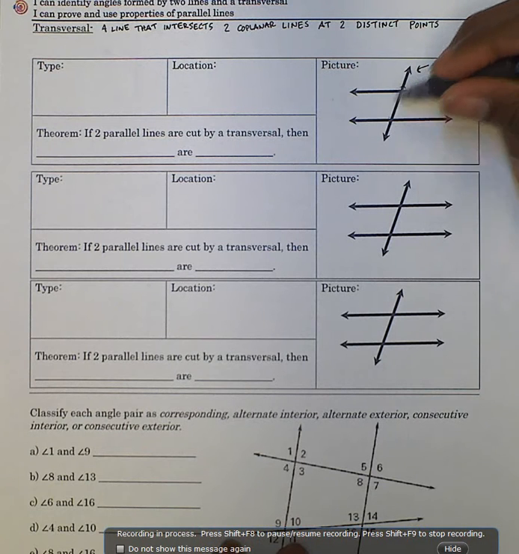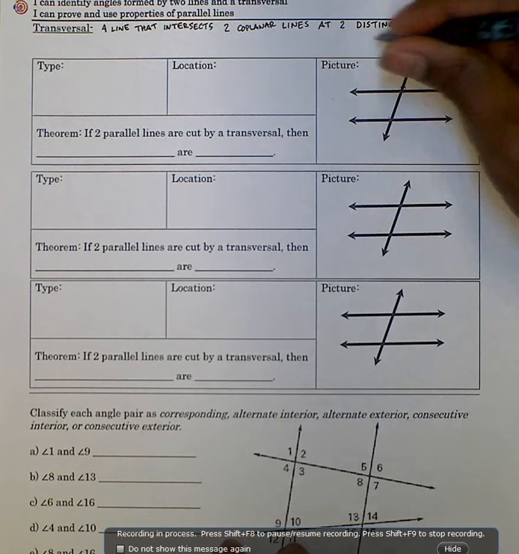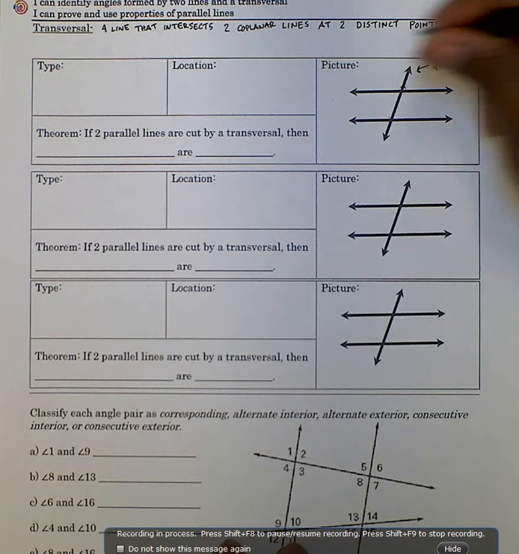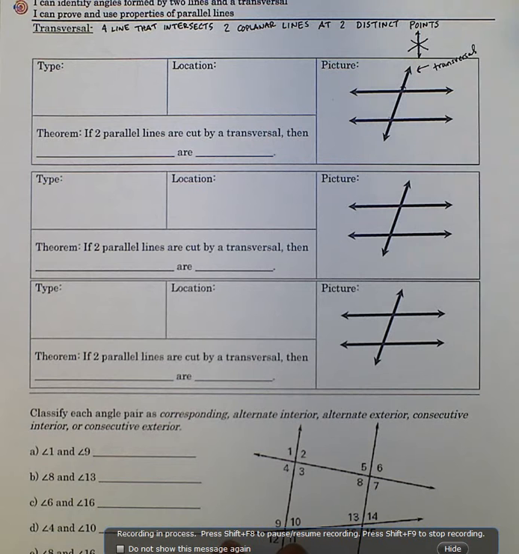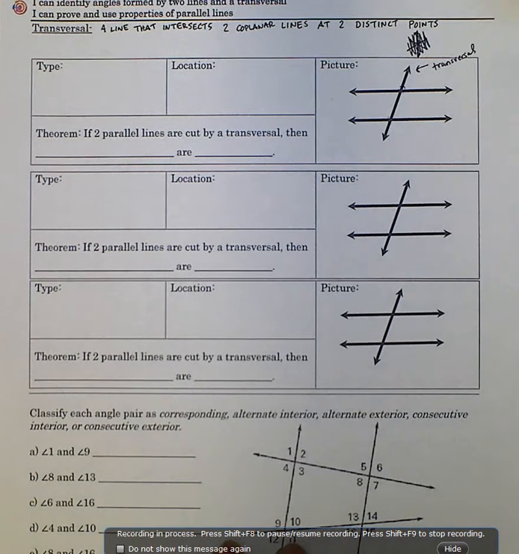So what would not be a transversal? Not a transversal is an example like this. You might say, hey, this line intersects the two lines, but it doesn't intersect them at two distinct points, so this is not a transversal. I'm going to cross this out just in case somebody's listening to me on mute.